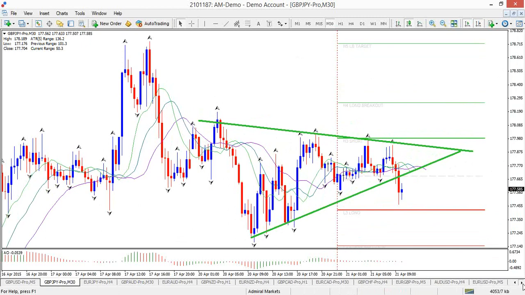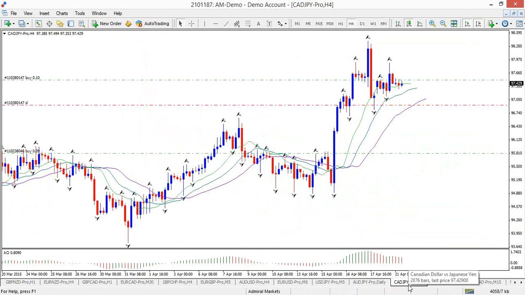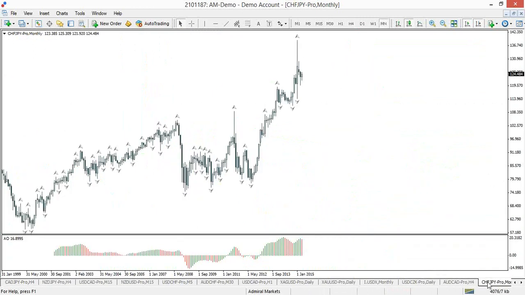Okay. So let's take a look at that Swissy. The CAD yen. No, CAD Swissy. We need CAD Swissy. Sorry, not CAD yen. Swiss yen was one of them, right?